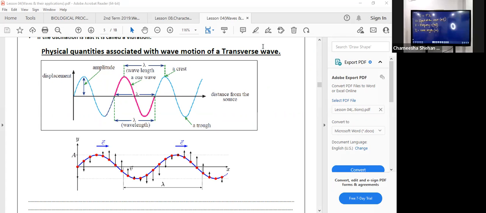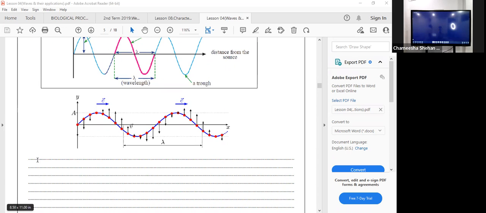Okay, so we are going to talk about the physical quantities associated with the wave motion of a transverse wave. We will start with the amplitude. Write the first subheading here on the dotted lines: amplitude. Now, you of course know how to obtain the amplitude of the transverse wave. Let's just write it down very quickly. We learned it when we were generally discussing the physical quantities.